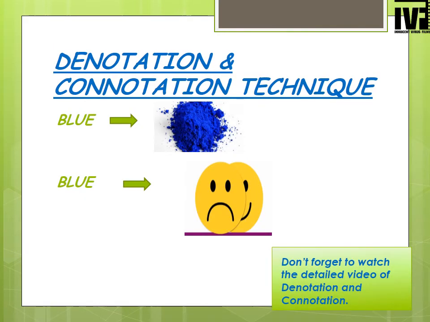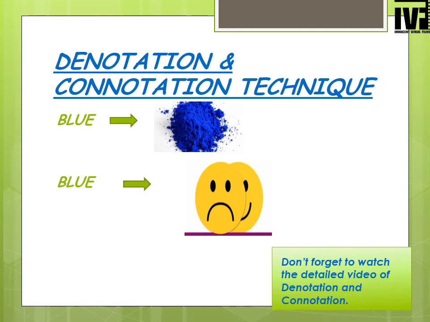Next technique is denotation and connotation. Denotation is the primary meaning of a word, or you can say a dictionary meaning, whereas connotation is an idea expressed by a word in addition to its main meaning. In simple words, denotation is the literal meaning of the word, whereas connotation is a feeling or indirect meaning.